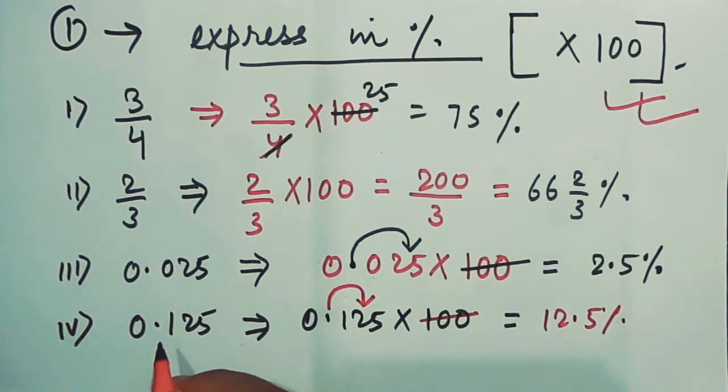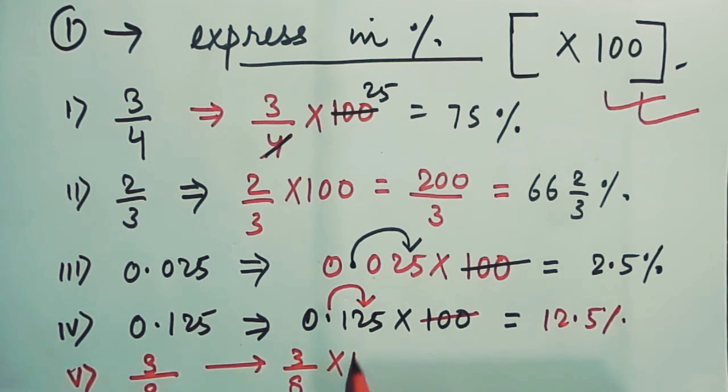I hope up till here you do not have any problem. One more we shall do. Why not do 3 by 8? In number 5, when we solve 3 by 8, if you multiply 3 by 8 into 100, naturally you will get a value.